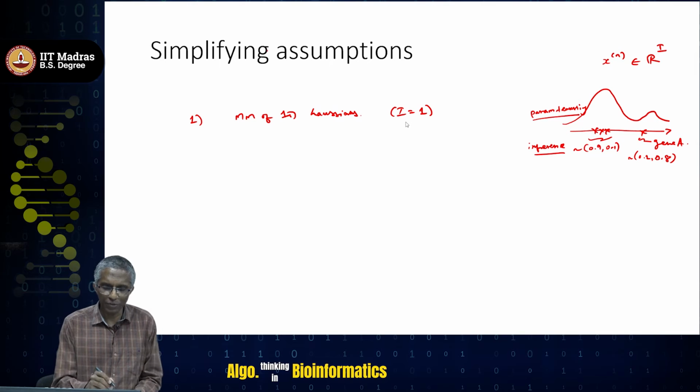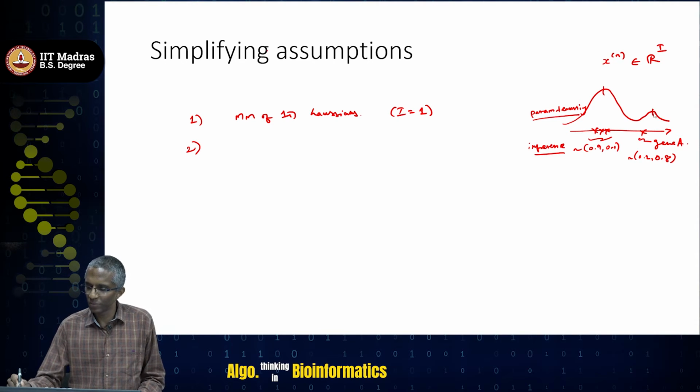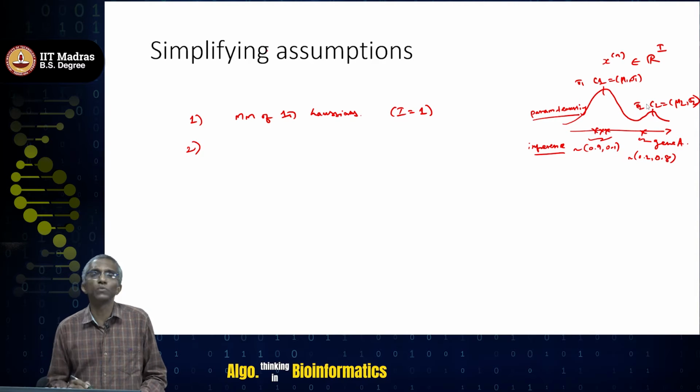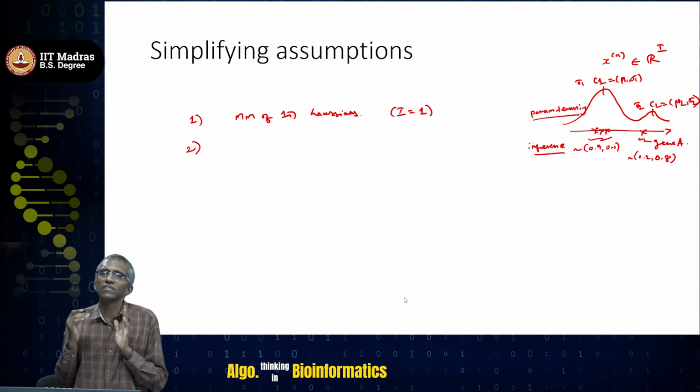So, this is a first simplifying assumption. The second simplifying assumption is that each of these components C1 and C2, which had mu1 comma sigma 1 with mixing proportion pi 1, and C2 with parameters mu2 comma sigma 2, a 1D Gaussian with those parameters with mixing proportion pi 2 equal to 1 minus pi 1, right. We said let us just forget about sigma 1 and let us just learn the mean alone.